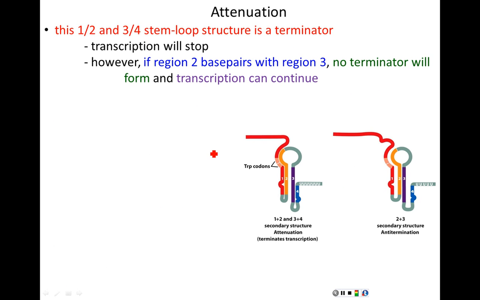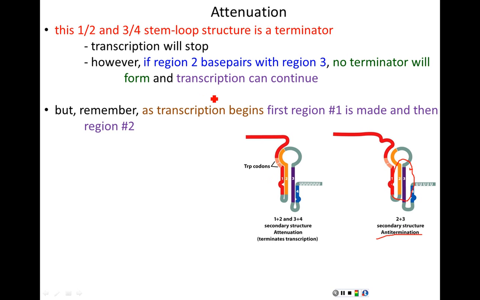However, there's another structure that can form. If somehow you could pry region 2 away from region 1, and if you could somehow pry region 4 away from region 3, region 2 and region 3 can also base pair with one another. And when they do, this structure does not promote premature termination. And so transcription by RNA polymerase will continue down the entire operon, and the entire operon will be expressed.